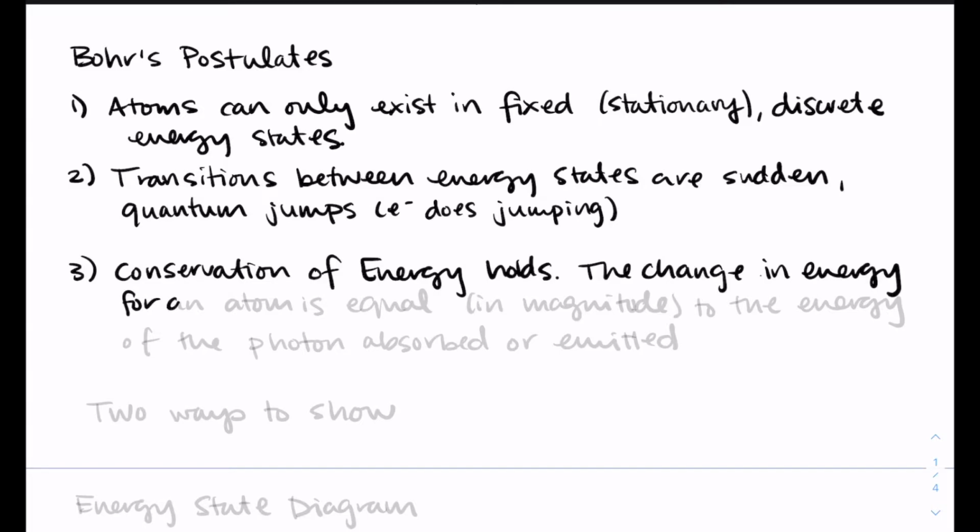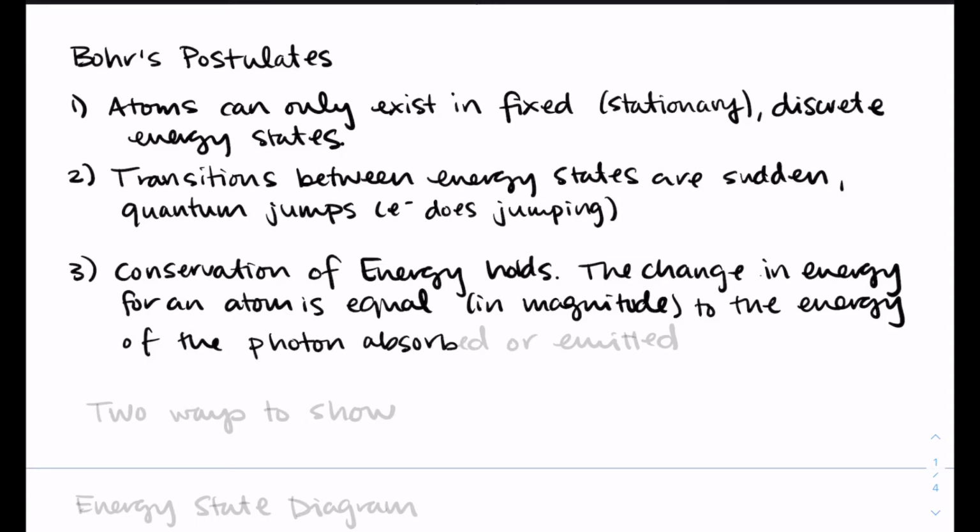So the change in energy for an atom is equal in magnitude, we're going to have some signage issues, it's equal in magnitude to the energy of the photon absorbed or emitted. So if it absorbs a photon of a specific energy, the electron has to make a jump that is that amount of energy.